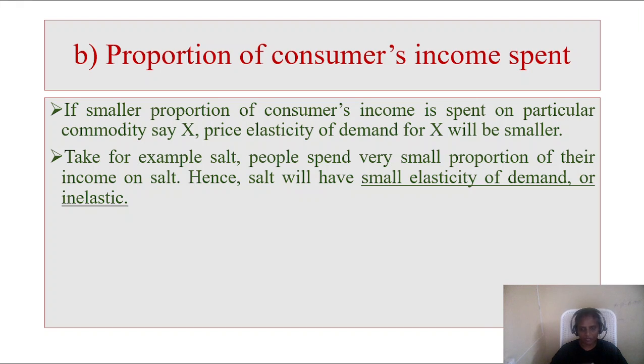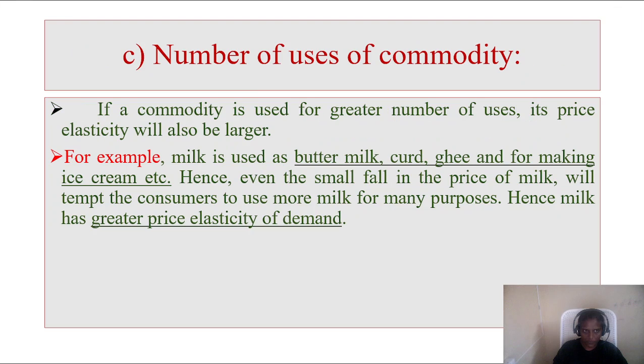Only the thing is whether it has a larger or smaller elasticity alone; the measurement depends. Okay, anyway, the elasticity will happen. Then the third determinant is the number of uses of a commodity. The number of uses of a commodity also makes changes in the elasticity of demand.